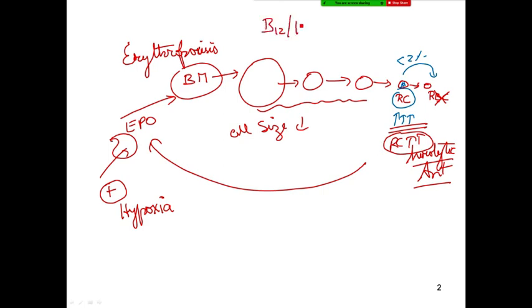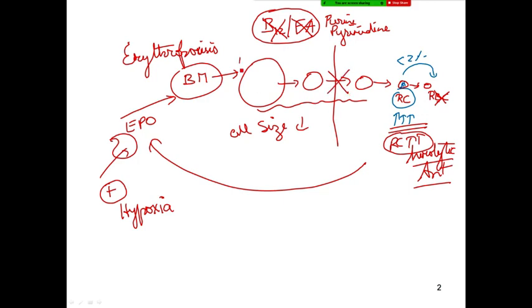B12 and folic acid are required for cell maturation. Why? What's the role of B12 and folic acid? They synthesize what? DNA precursors: purine, pyrimidine, methionine, etc. So these are the DNA building blocks. That's why they're required for cell maturation. So in any condition where we don't have B12 and folic acid, the maturation process gets arrested. So on the peripheral smear, what you see are the precursor cells. That's why it's called megaloblastic anemias.